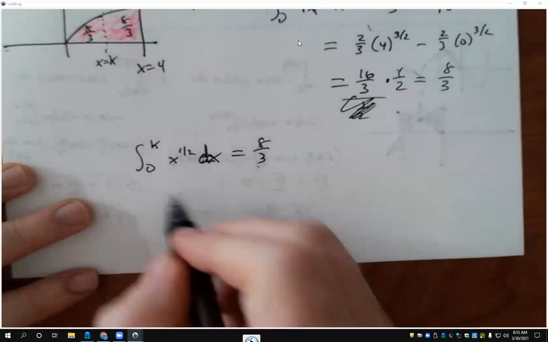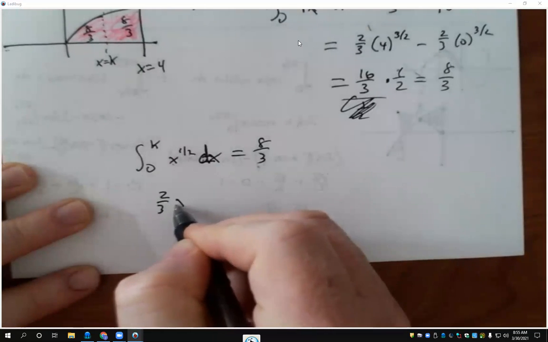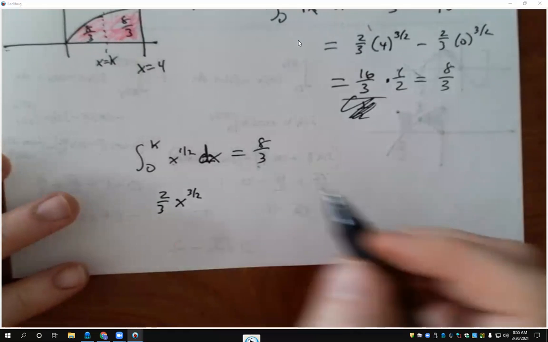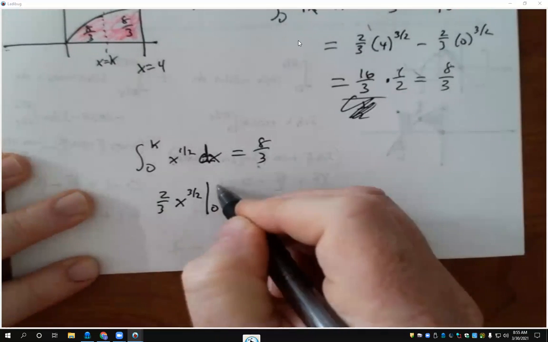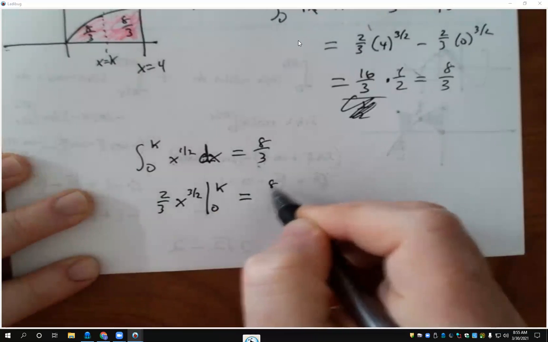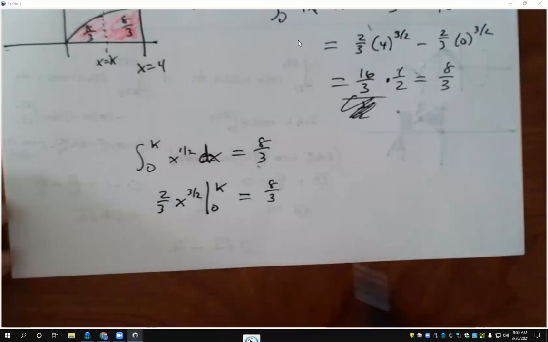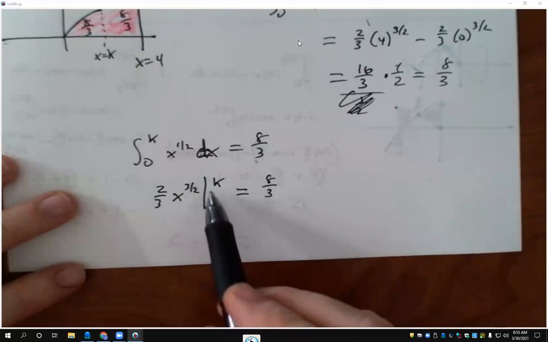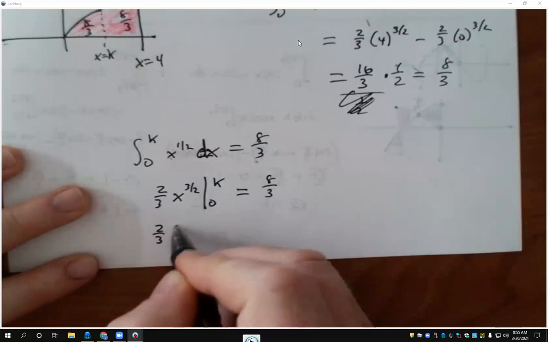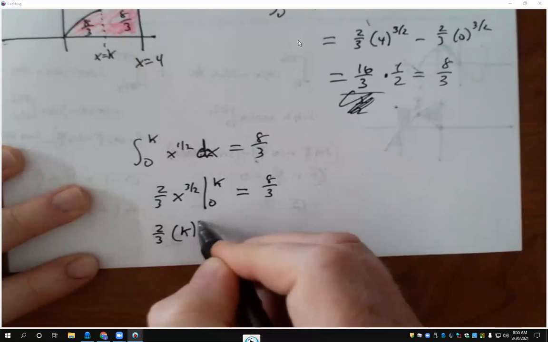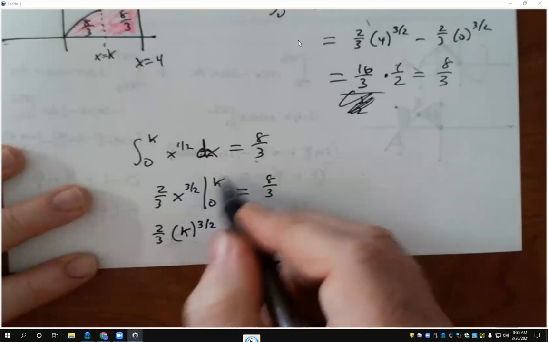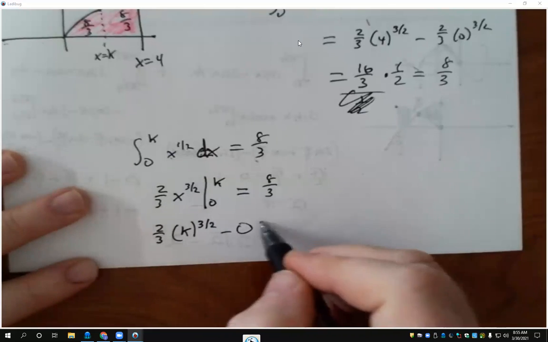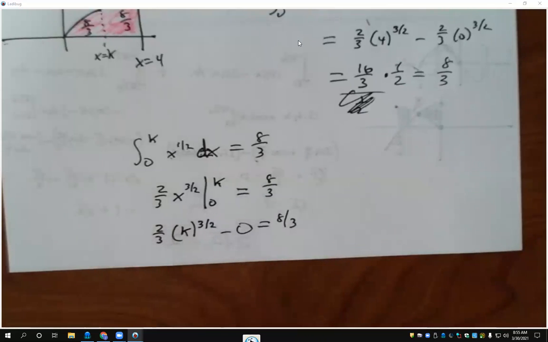The antiderivative of x to the 1/2 is still 2/3 x to the 3/2. And we're evaluating that from 0 to k, and we know it equals 8/3. So on the left side here, we're doing the fundamental theorem of calculus part 1. It's 2/3 times, plug in your upper limit first, minus plug in your lower limit. We know if we plug in 0, we're going to get 0, and that equals 8/3.